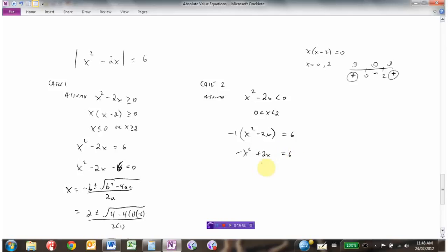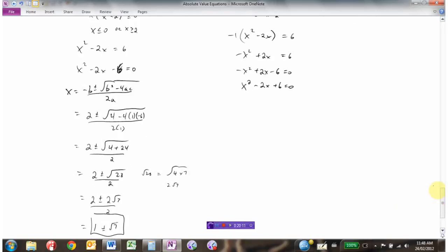Bring the 6 over, and I don't like starting with a negative x squared, so I'm going to multiply everything here by negative 1. Whoops, lost the x there. There we go. And again, this is not a pretty one to work with because it doesn't factor very well. So x equals negative b, which will be 2 plus or minus the square root of b squared. That's negative 2 squared minus 4 times a times c all over 2a.